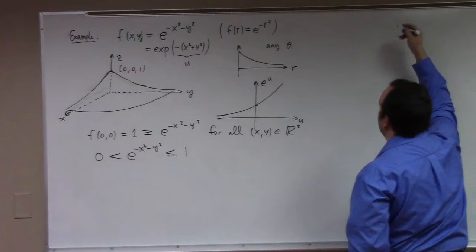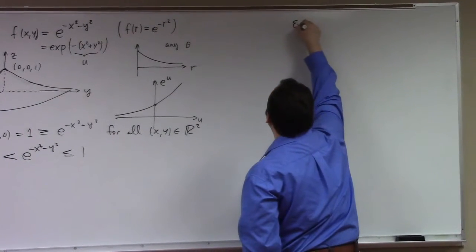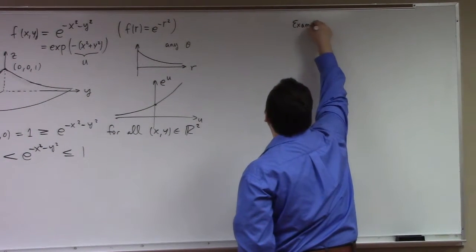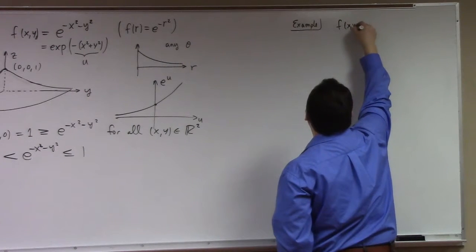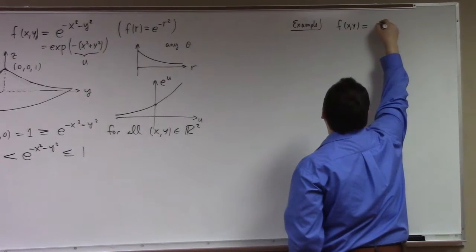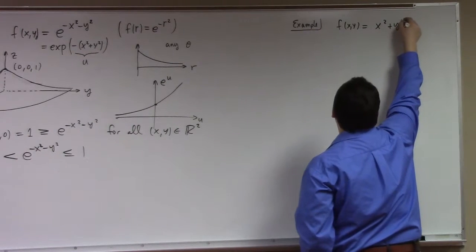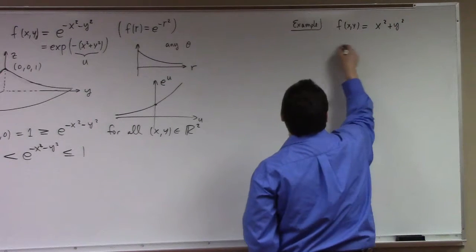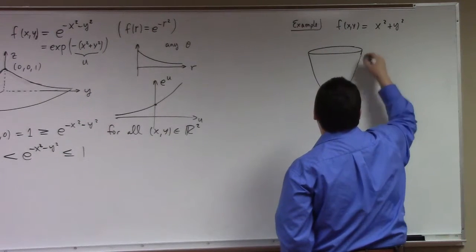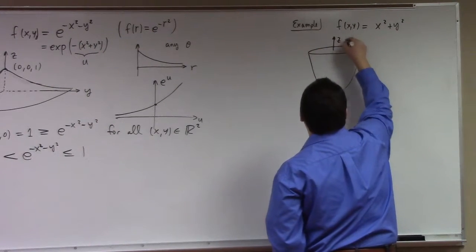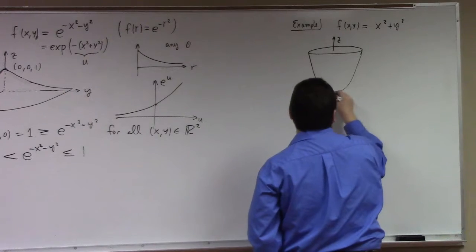Of course, you could have other things. Here's an easier one. We could look at f of x comma y equal to x squared plus y squared. If I look at the graph of that, we've done this several times. That's not quite right, but you get the idea. Here's my z, here's my x, here's my y.